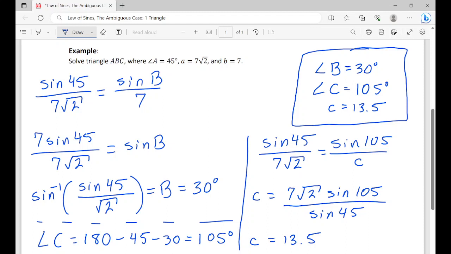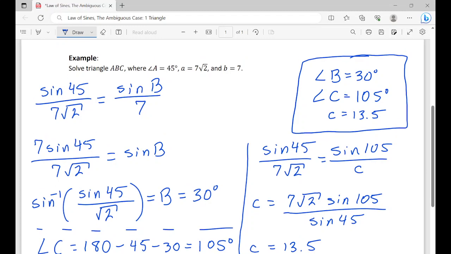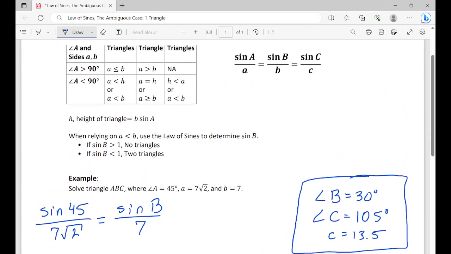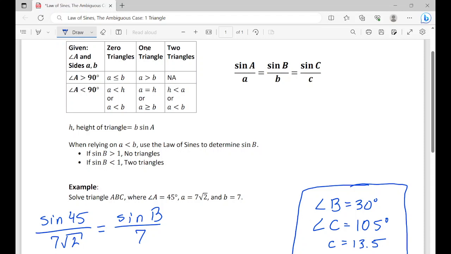But you may be asking, well, how do I know there's only one triangle? Is there a way to prove it? There's a couple ways you can go about it. We look at this table and see that it says one triangle. A is less than 90 degrees, which it is, and A is greater than or equal to B. Well, A is definitely greater than B, so this makes it true. But again, let's say you're not 100% sure, you don't have this memorized. How can we go about it logically?